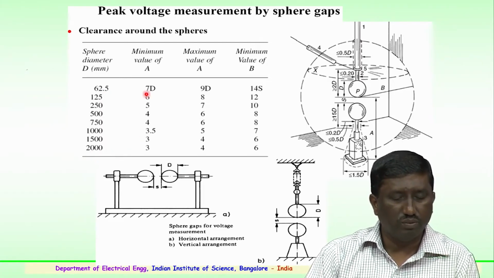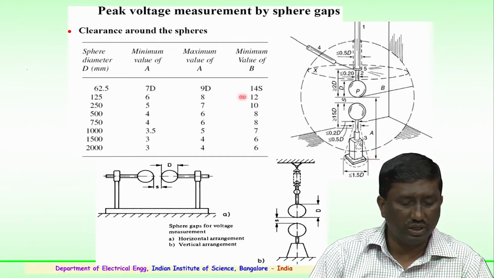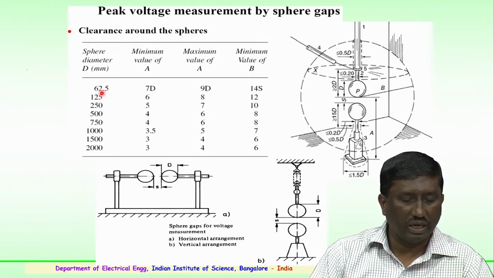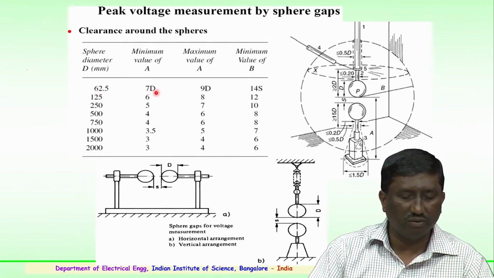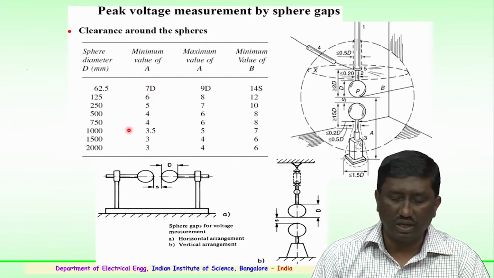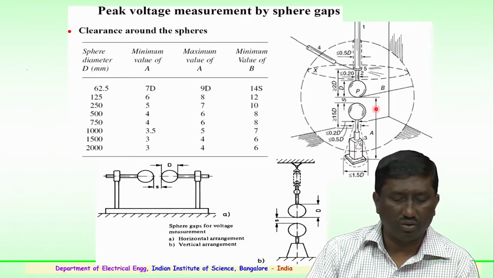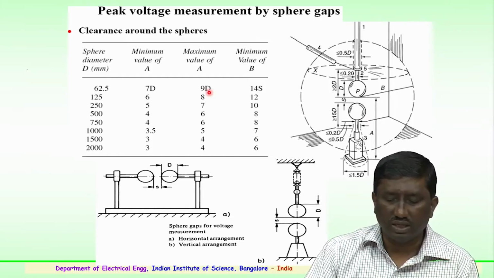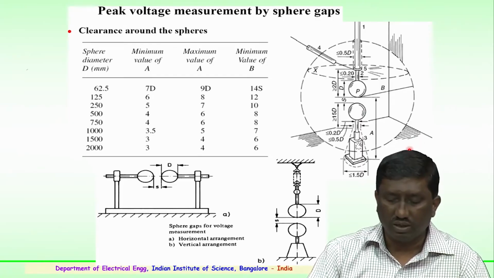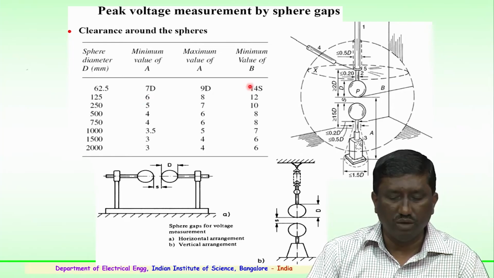So, here the minimum value of A, that is the clearance from the ground, has to be maintained. In case of 62.5 mm dia spheres, a minimum of 7D. So, 7 into 62.5 is the minimum clearance to be maintained from the ground, and the maximum is specified as 9D. So, anywhere between 7D and 9D is the distance which has been given for the A for 62.5 mm dia spheres, and minimum value of B.